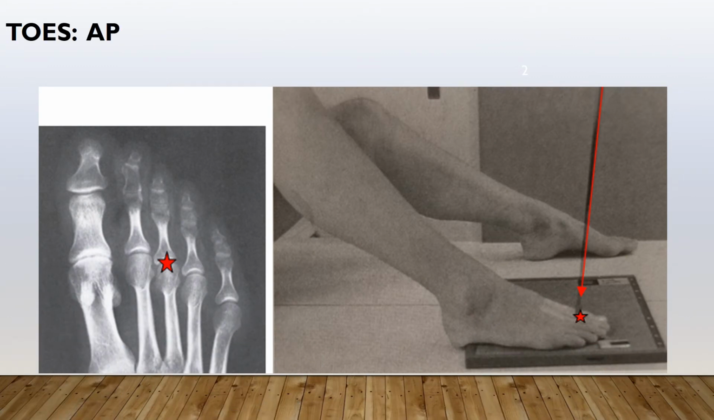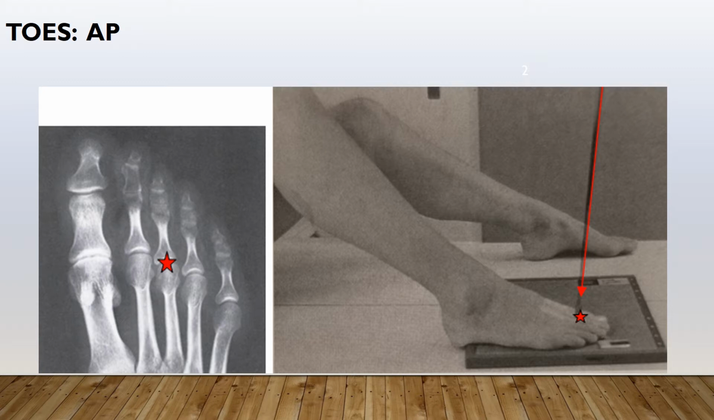Let's go ahead and take a look at AP toes. When a doctor orders toes, they're either going to order a specific digit or they will want toes in general. So if you have a specific digit, make sure that you collimate down to that digit that needs to be radiographed.